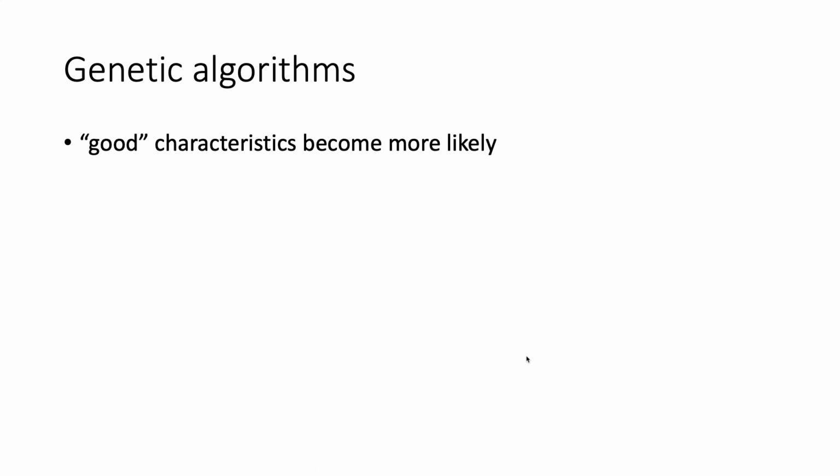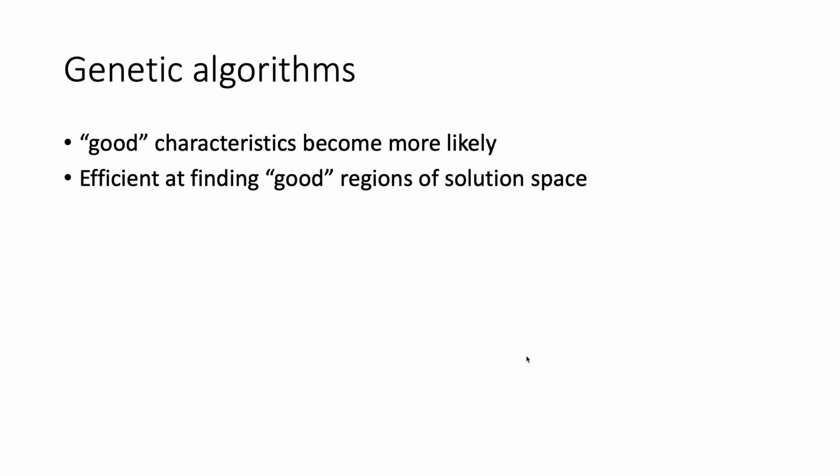General characteristics of genetic algorithms is that good characteristics in that model pool become more likely. And it's efficient at finding good regions of the solution space, even though it's somewhat of a brute force approach. It finds good regions of the space, but it doesn't necessarily find the best. So you can get into the general vicinity of where an optimal, at least numerically optimal, solution may exist.